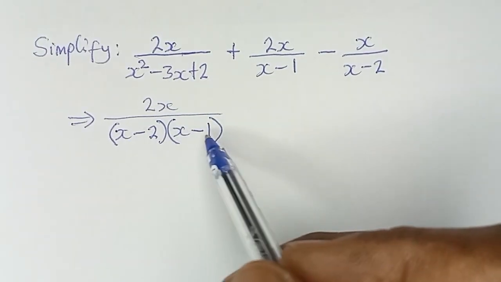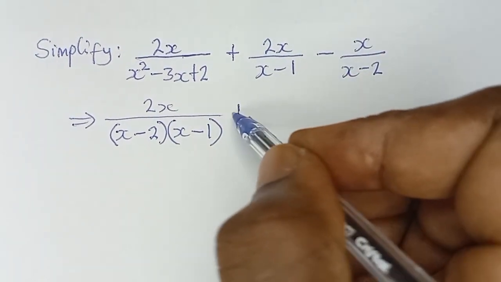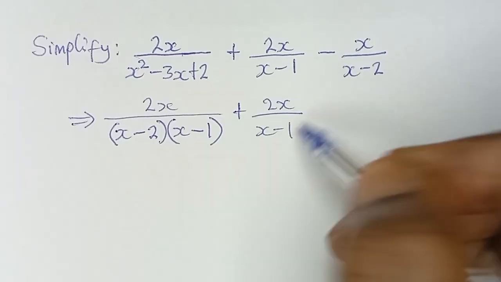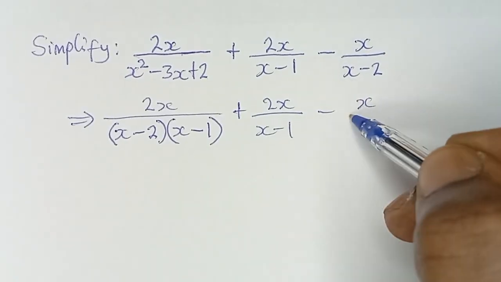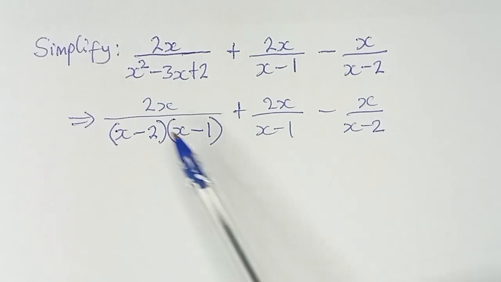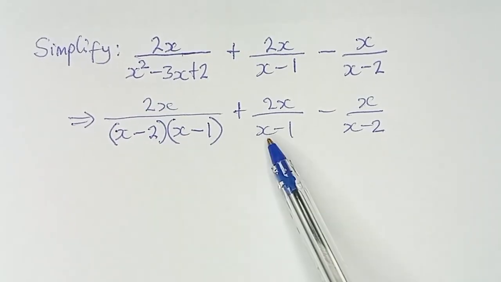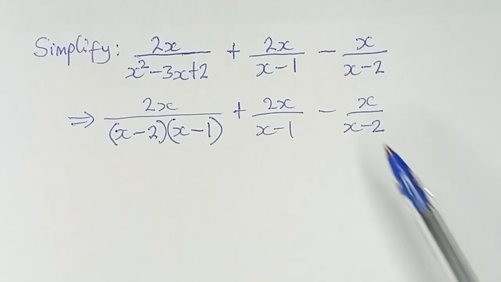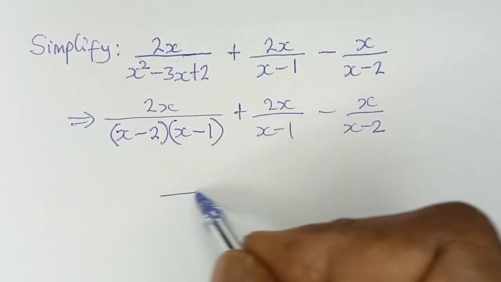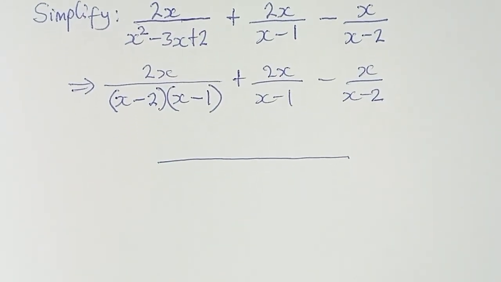So if we expand this bracket now, it takes us back to this. And then we can write this down as 2x all over x minus 1, and then minus x all over x minus 2. Now, if you look at this, we have factors x minus 2, x minus 1, and x minus 1, x minus 2. So the best way to solve this is to take the LCM.